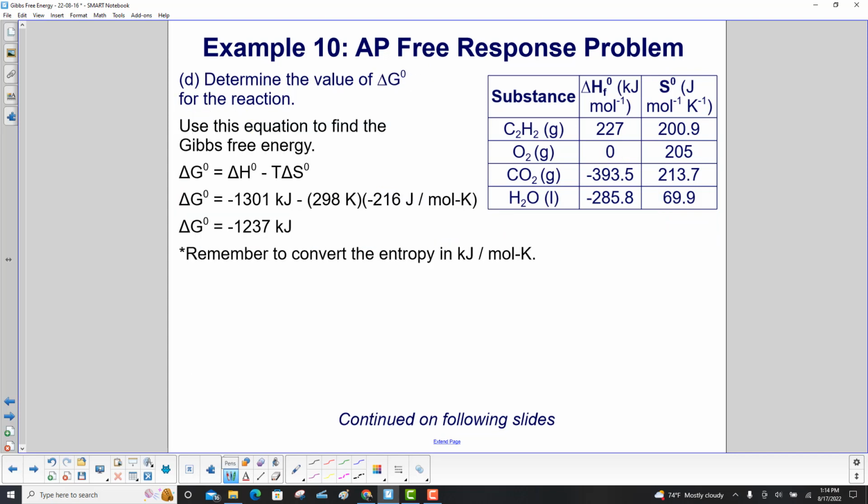Determine the value of delta G naught for the reaction. We use our Gibbs free energy equation, and we've now found everything we need. Here's delta H naught. Here's T delta S. We plug in the numbers, and we get delta G naught is minus 1,237. And remember, convert the entropy to kilojoules per mole Kelvin for your answer.